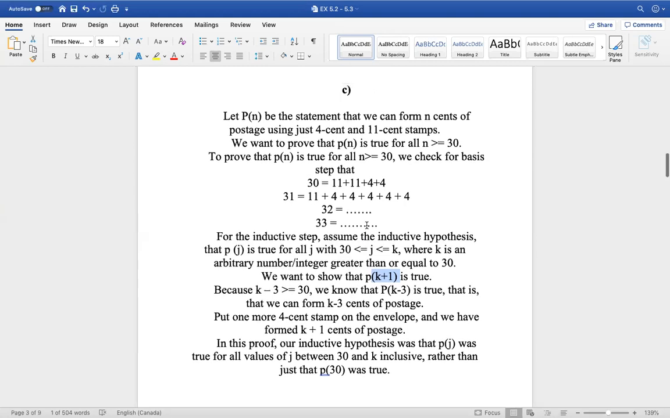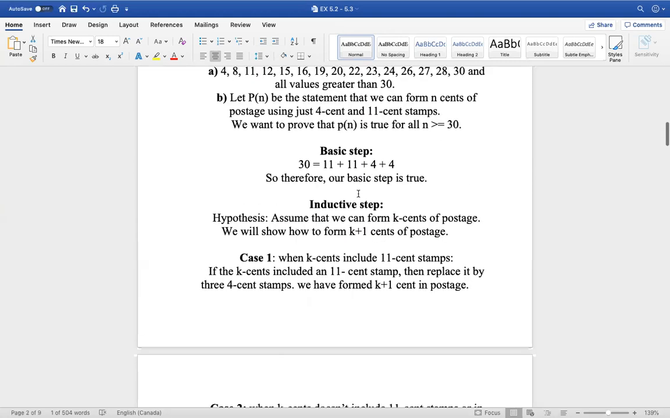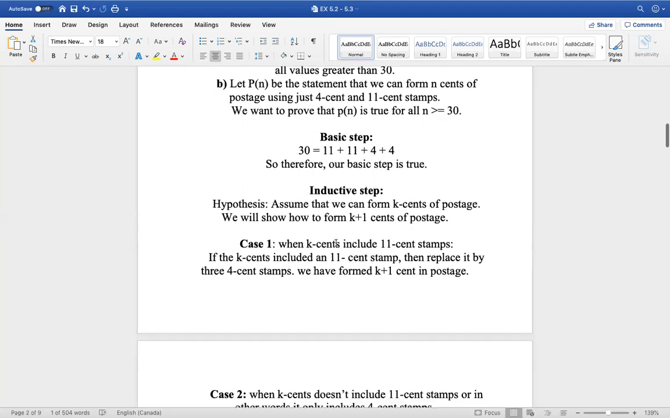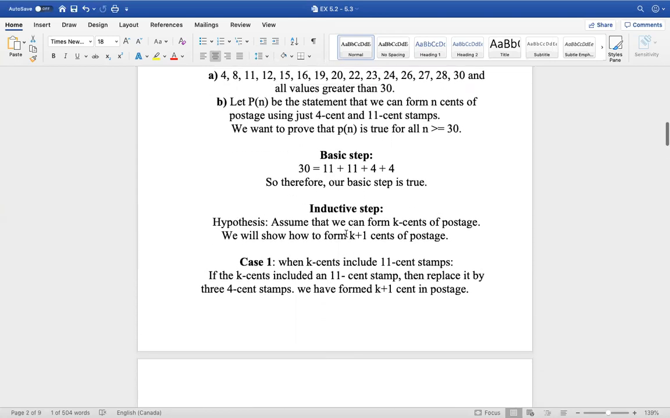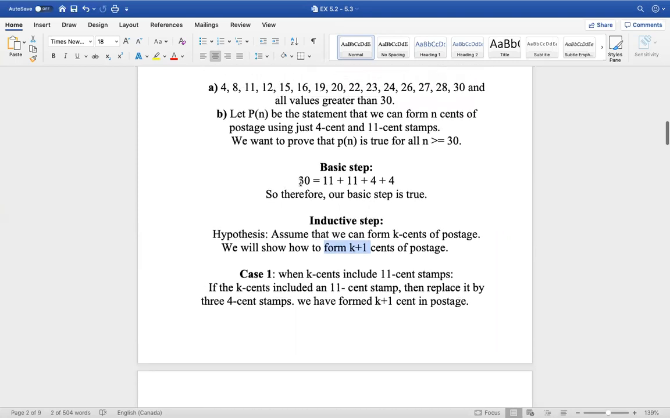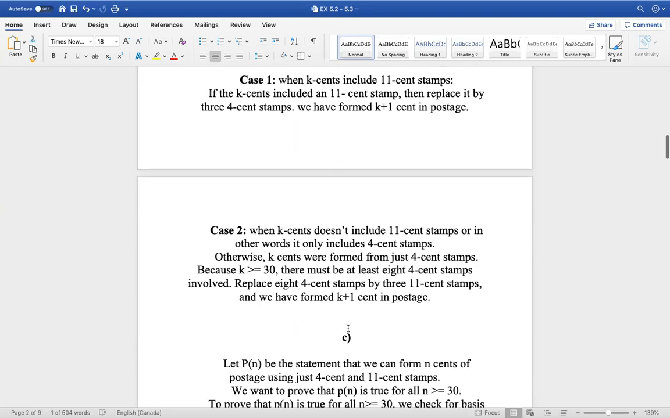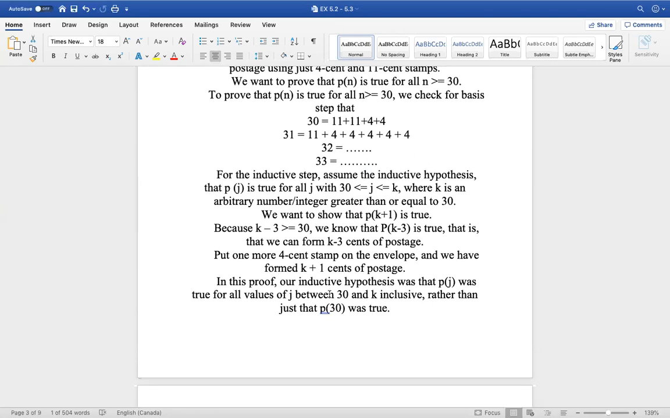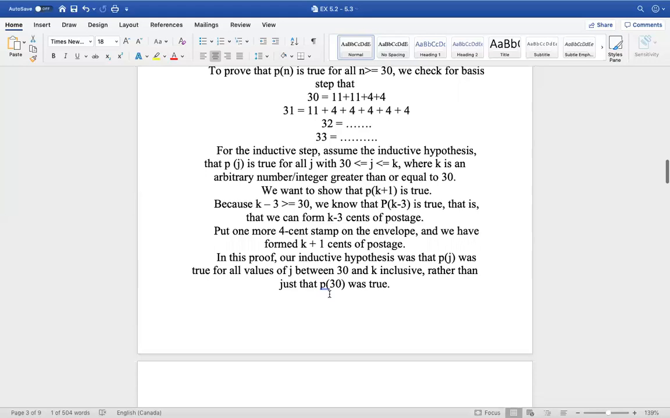So we are basically doing the same thing, but previously, in the previous part B, what we did here is we had this k plus 1, which was starting from P of 30, but now we are starting from P of 33. So this is how you do strong induction.